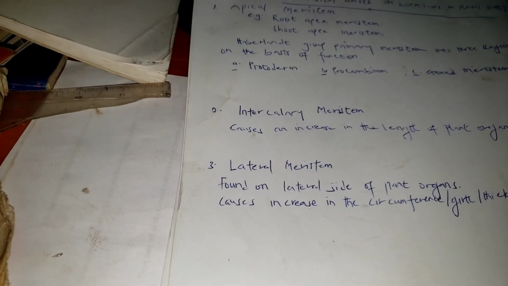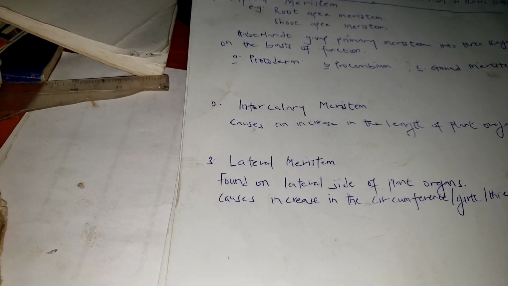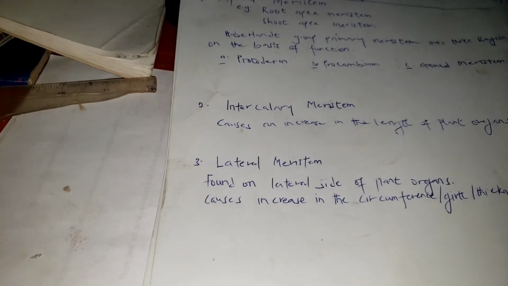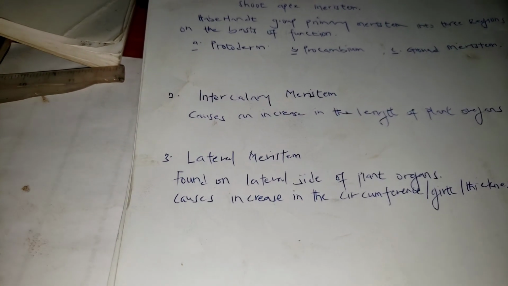You understand? He also said that the procambium is made up of elongated cells. The procambium also gives rise to the vascular tissue system, which comprises the xylem and the phloem. So they are said to be the vascular bundles.